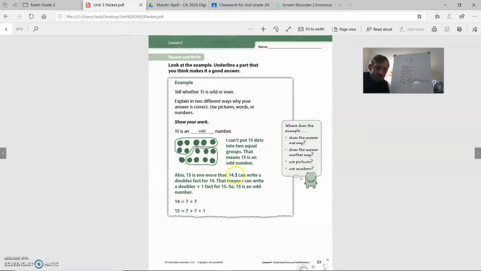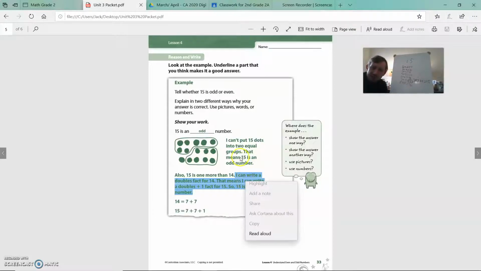So for this one, I would underline, I can write a doubles fact for 14. That means I can write a doubles fact plus 1 for 15, so it is an odd number.